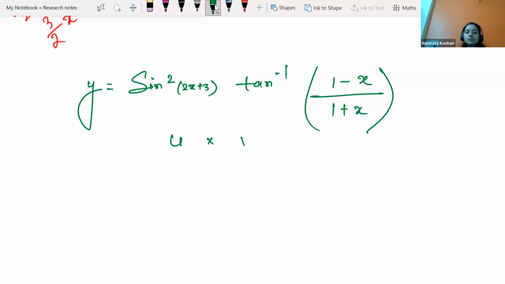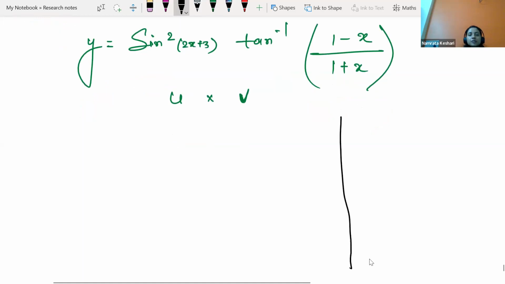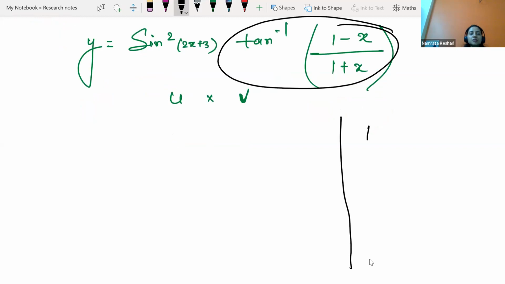The first way is the u into v rule, and then just start finding the derivative. Tan inverse derivative will be... what is the formula for the derivative of tan inverse x? One by 1 plus x square. Isn't it so, Fatima? So that is one way, and the other way is we can use the concept of inverse trigonometric functions. This one we know how to simplify, tan inverse of (1 minus x) by (1 plus x). Let's take such an x which can help us simplify, making a tan function over here, so that tan inverse and tan neutralize each other, right, Fatima?